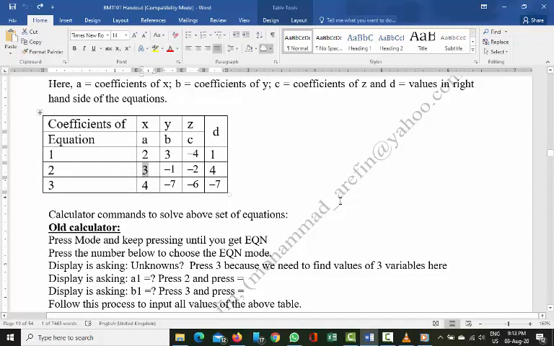After you get the value of x, press equal again, you should get the value of y. After you get the value of y, you should press equal again to get the value of z. Right. So after you finish calculating this, if you want to come out of the equation mode and come back to normal mode, press mode and then 1.